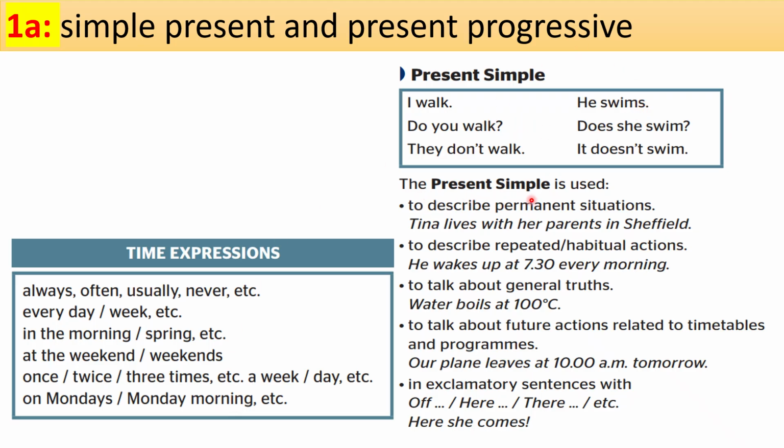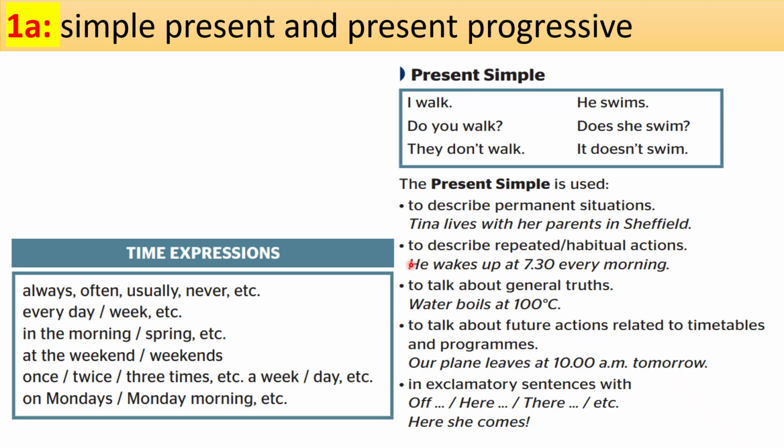Now, when do we use the present simple? In the lesson, we saw that there are 5 uses for the present simple. The first use is to describe permanent situations. Permanent means it lasts for a long time, and I know that it will not be temporary. For example, Tina lives with her parents in Sheffield. So lives here means that she lives there for a long time. She doesn't have the intention to change her place of living.